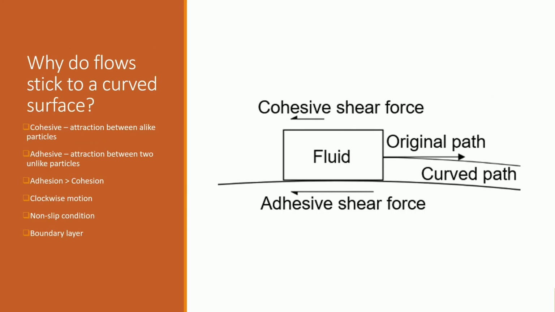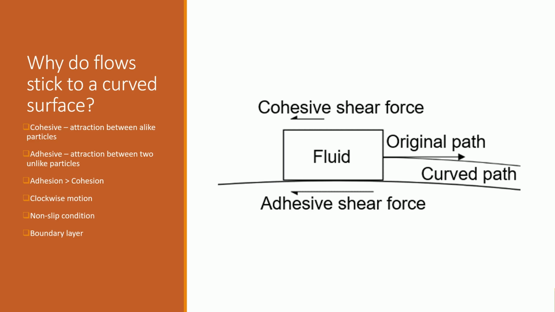A flow tends to stick to a curved path because there are shear forces acting on the fluid closest to the surface. Next to the surface, the fluid experiences friction or adhesive forces, causing a clockwise moment in the fluid as it enters the curve from left to right. The fluid also experiences cohesive forces between the fluid particles, which gives it a smaller anti-clockwise moment. Because the net moment is clockwise, the fluid tends towards the surface of the aerofoil.